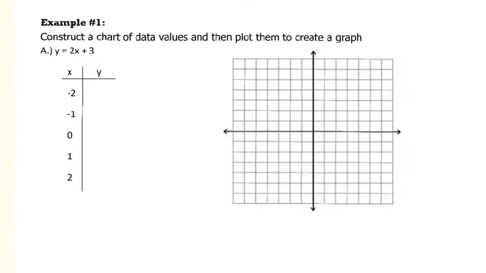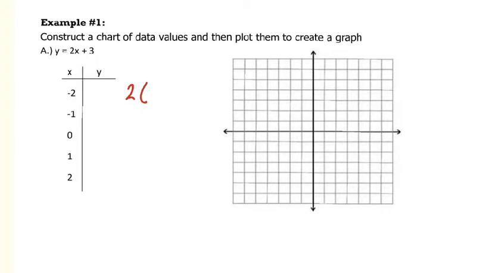In this example video, we're going to be graphing a line, and we're going to make a chart of data values and then plot those to create a graph. We're already given the x values over here on the left-hand side: -2, -1, 0, 1, and 2. All we need to do is use the equation, which is y = 2x + 3, and substitute those x values in.